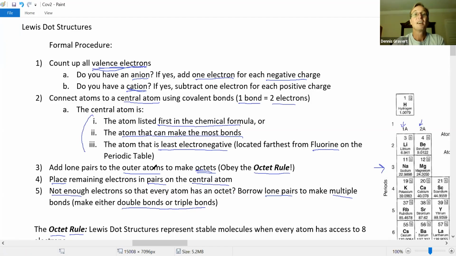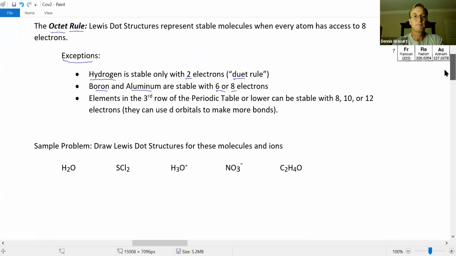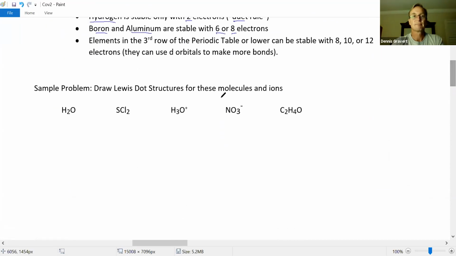After that, fill the outer electrons with octets. If you still have electrons, dump them on the central atom. Then check every atom, make sure they see 8 dots. If they don't, then go borrow lone pairs and start making double or triple bonds. That's the game. Let's give it a go. Let's make water. I know we already did it. Let's just do the formal process.